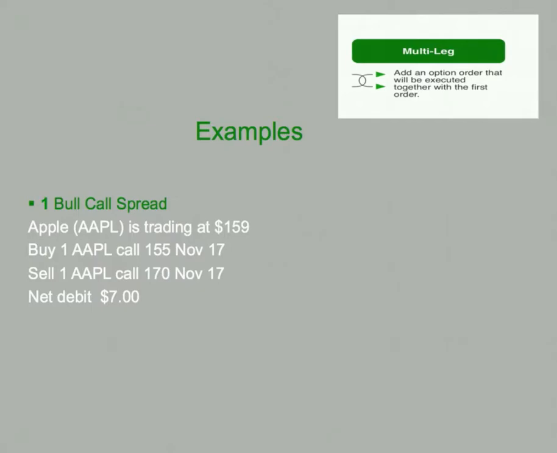Let's say you as a trader are bullish on Apple and you decide to enter a bull call spread as follows. Apple is trading at $159. You're planning to buy one call of Apple expiring in November 2017 with a strike price of $155, and you would like to simultaneously sell one call of the same security with the same expiration date with the strike price of $170, and you're looking for a net debit of $7. That would be a bull call spread. This is an example of a multi-leg order you can place on Webworker.